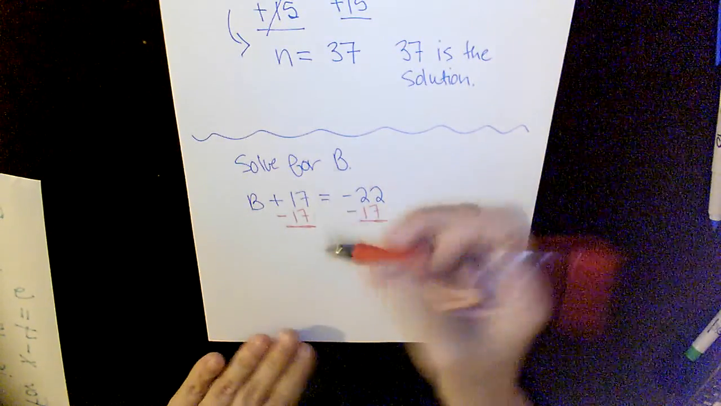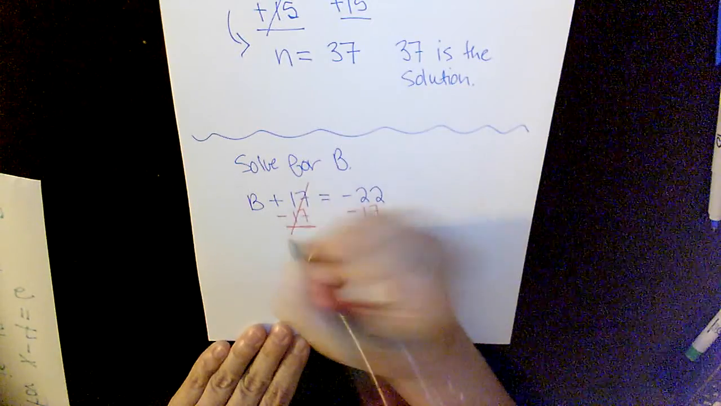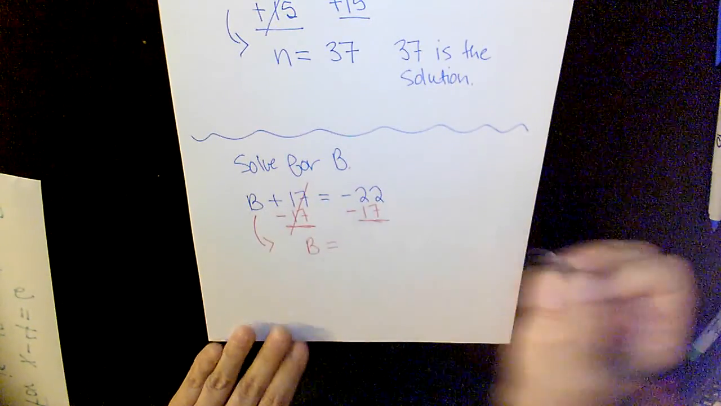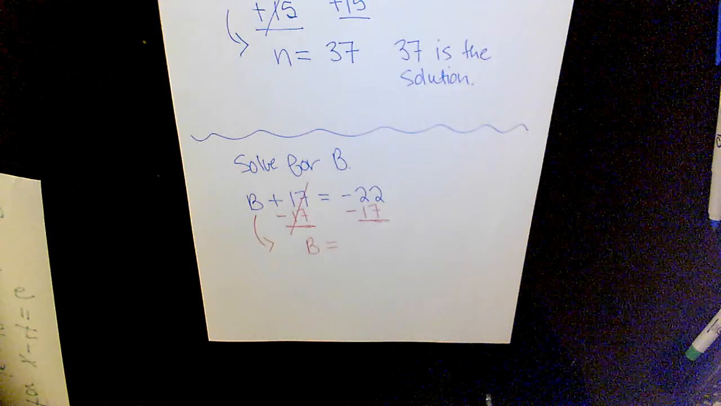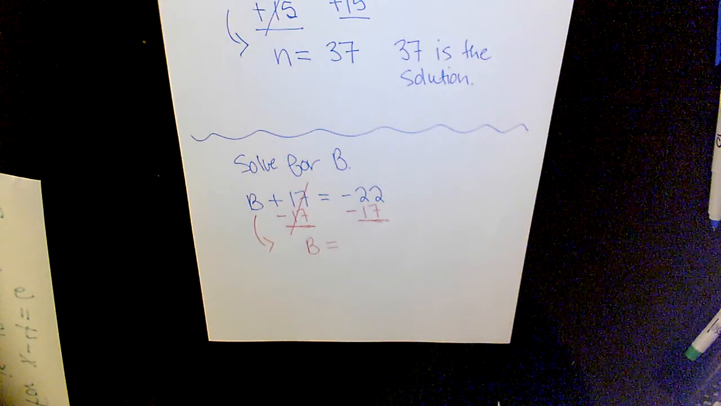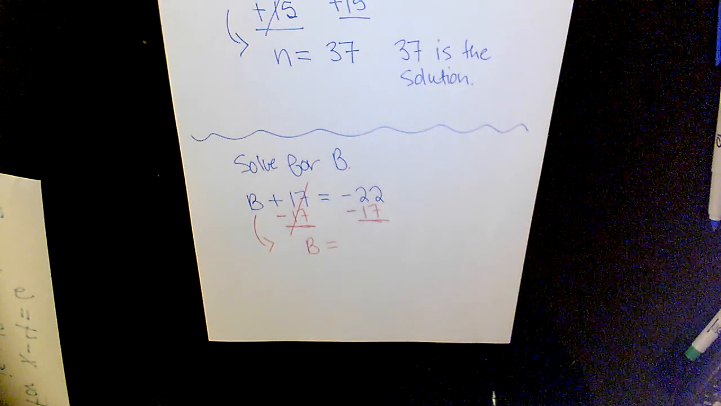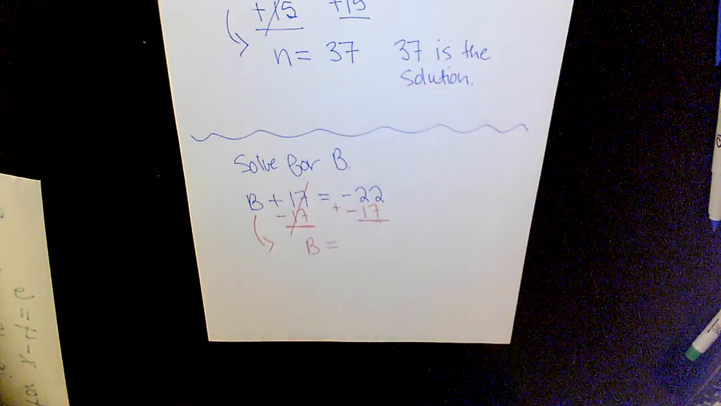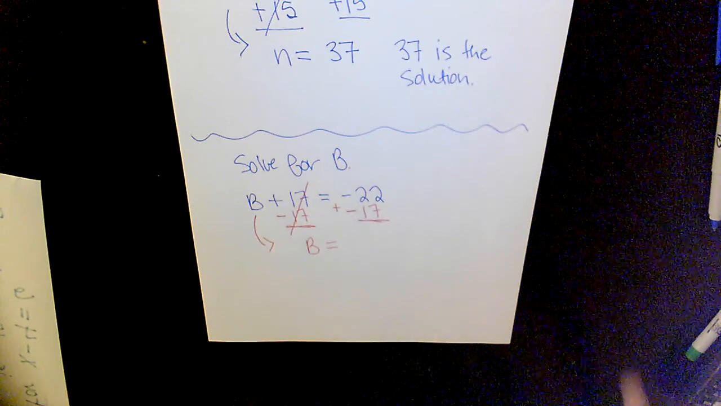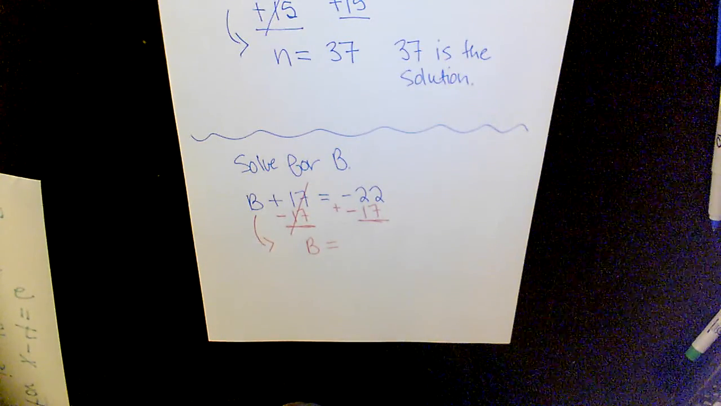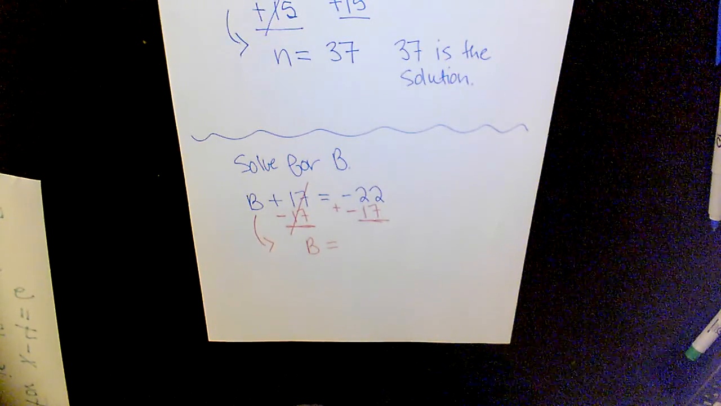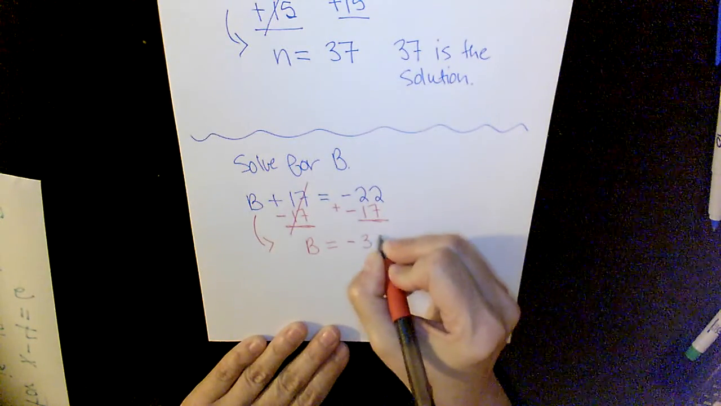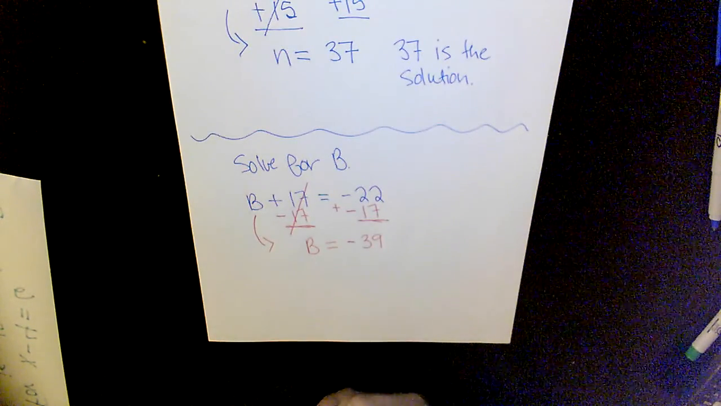So 17 minus 17, these cancel out. Bring your b down. And I've got two negatives here. I've got a negative 22 and a negative 17. So when they're both negative, like that, I'm just going to throw them all in the same pile, add them all up. I'm going to add negative 22 and negative 17. And so b equals negative 39.